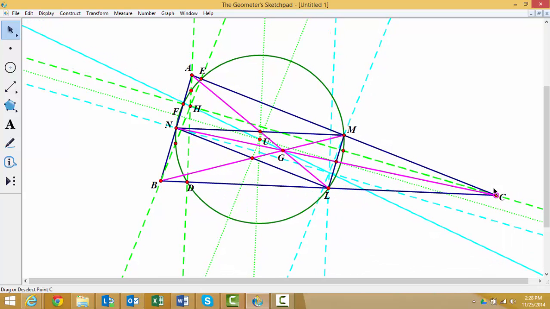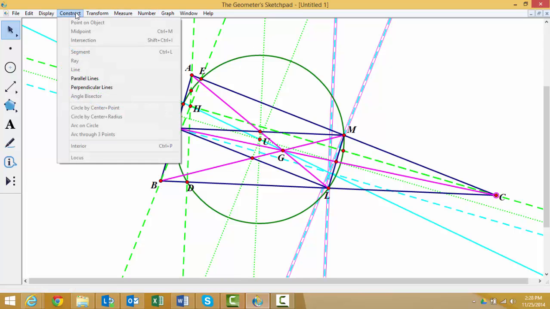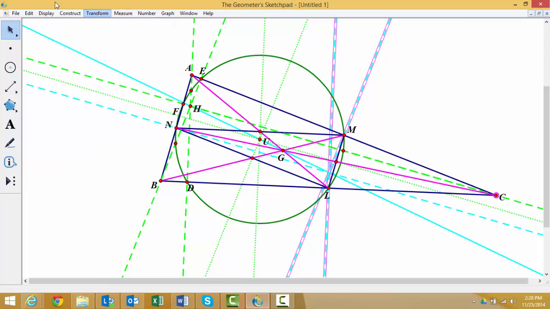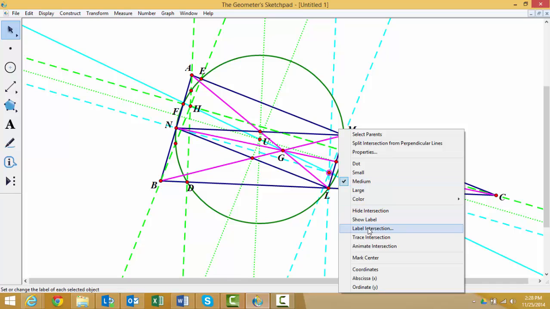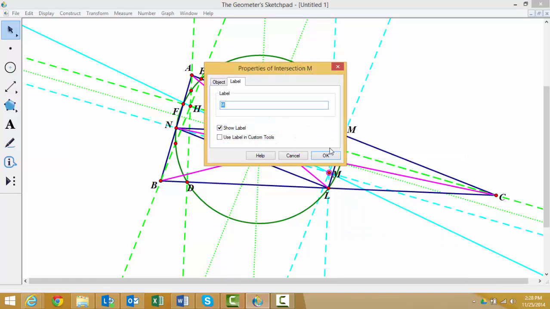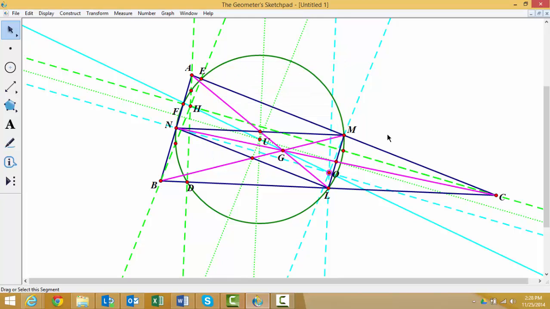Now you see that the perpendicular bisectors we drew always intersect at a point. So let me unselect everything, take these two perpendicular bisectors and construct the intersection. The intersection point, I'm going to label it O. O is the circumcenter, the intersection of the perpendicular bisectors of the three sides of triangle ABC.